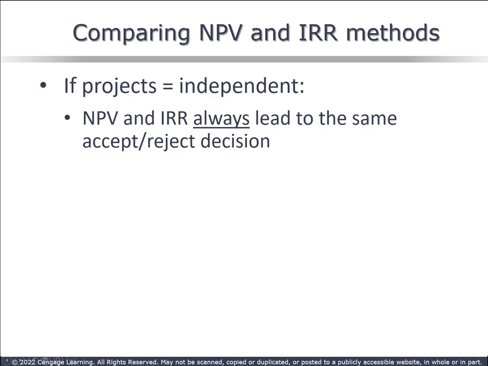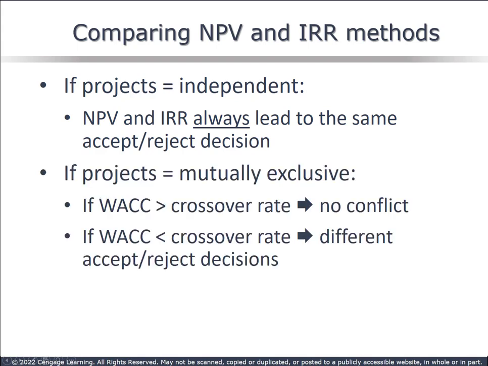If projects are independent, NPV and IRR always lead to the same accept-reject decision. If projects are mutually exclusive, if the cost of capital is greater than the crossover rate, no conflict. If it's less, you'll have different accept-reject decisions.